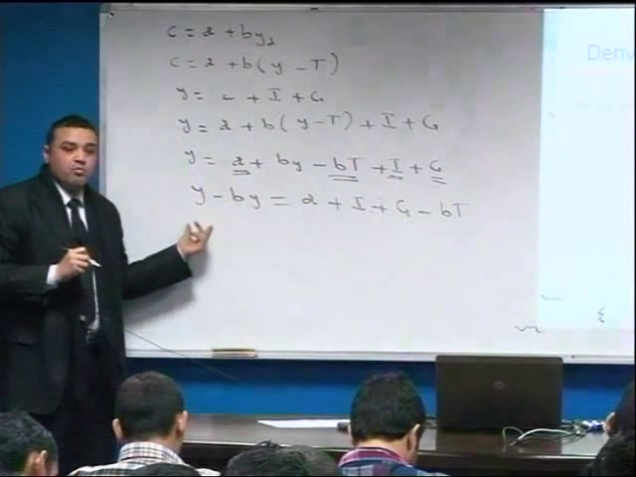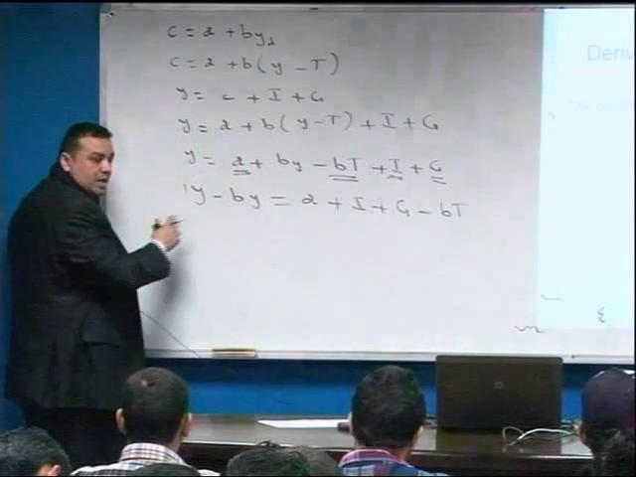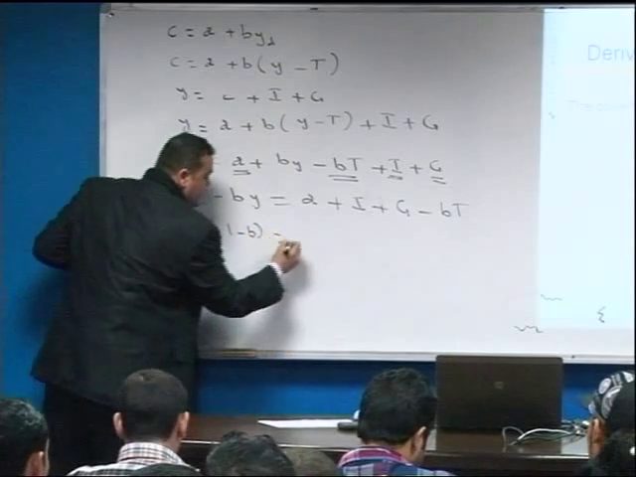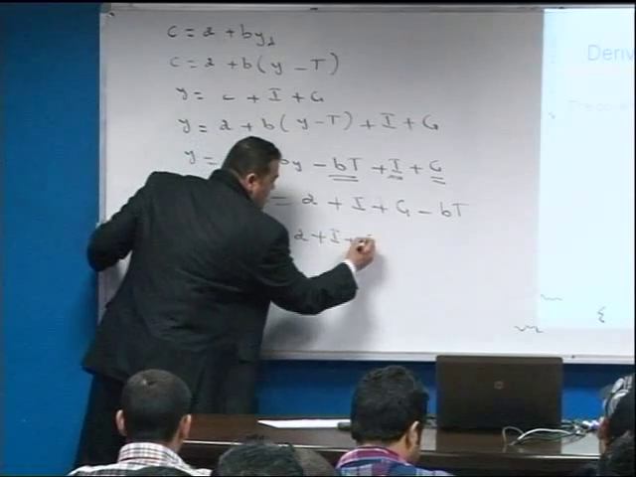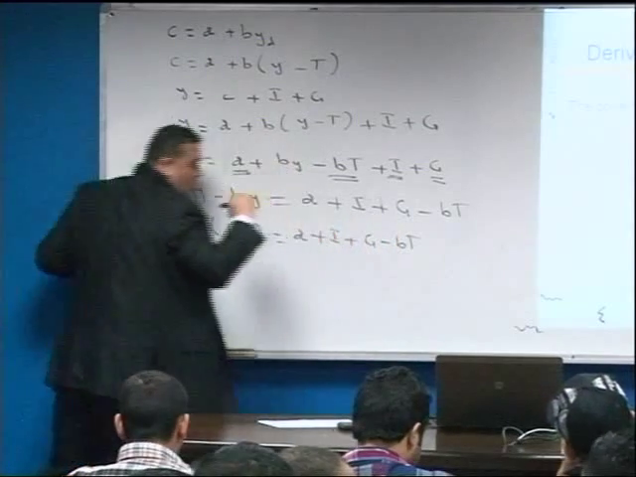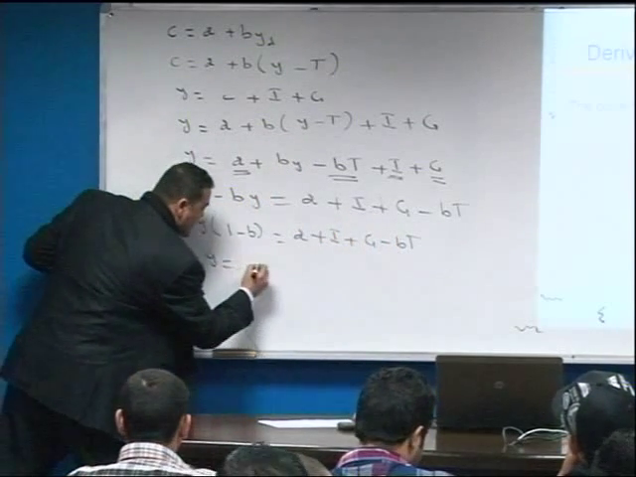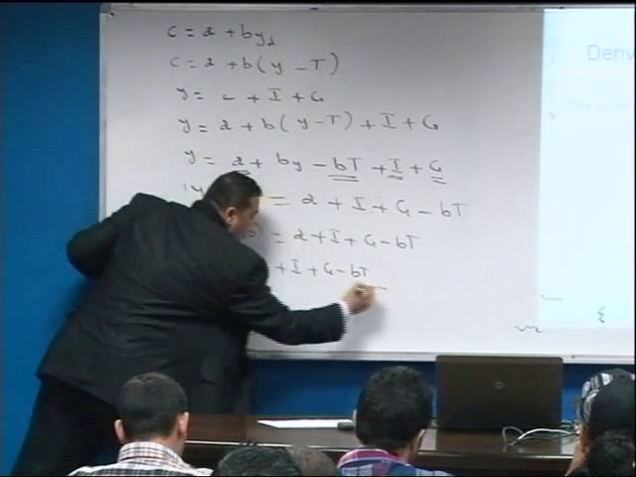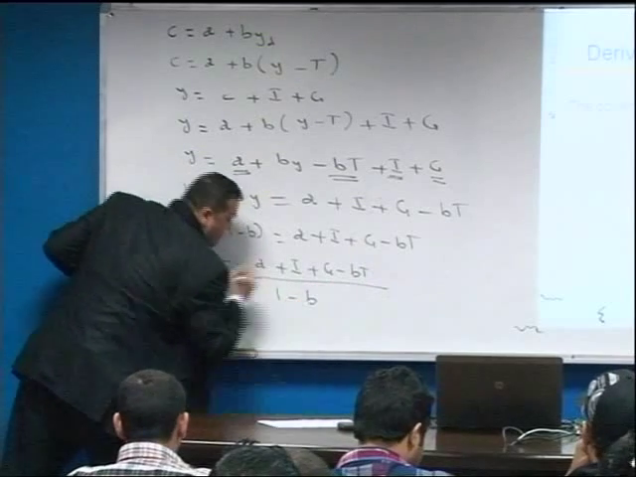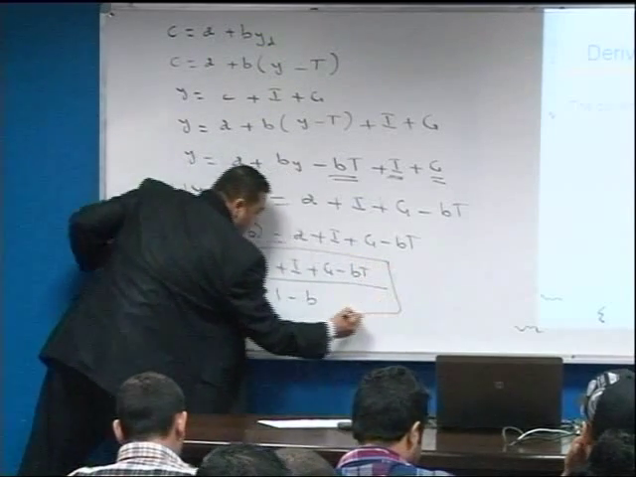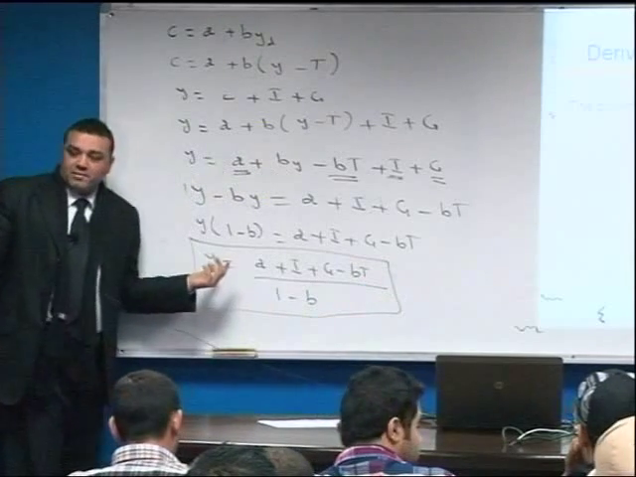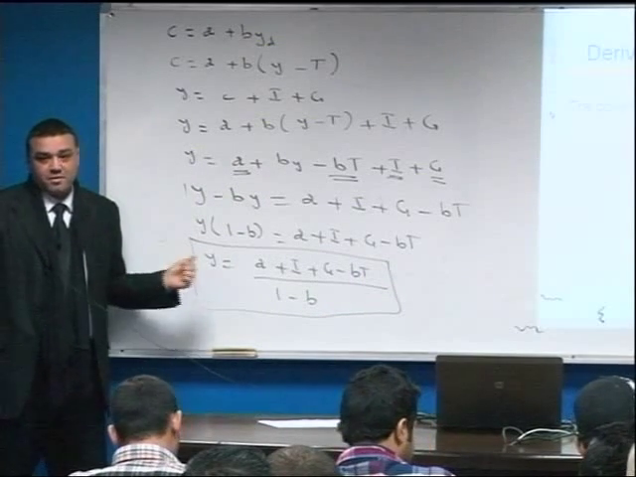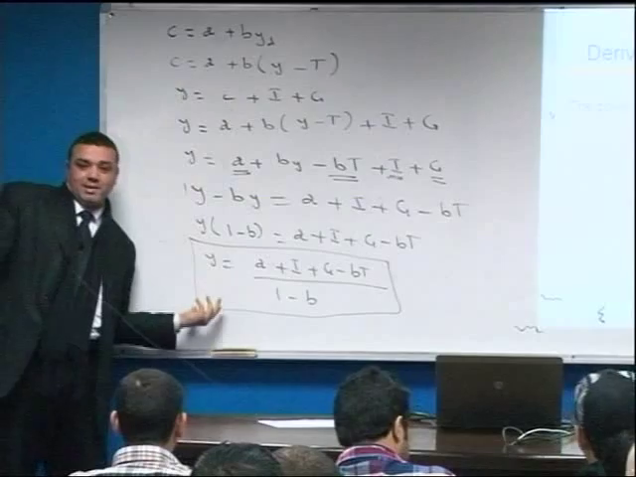Now let's derive Y. Take a common factor here, so Y times 1 minus beta equals A plus I plus G minus beta T. So Y equals A plus I plus G minus beta T, all over 1 minus B. This is the formula of the equilibrium level of aggregate income or aggregate output. Tamam? Yes, this is the formula. And the derivation is not required, but the formula is required.